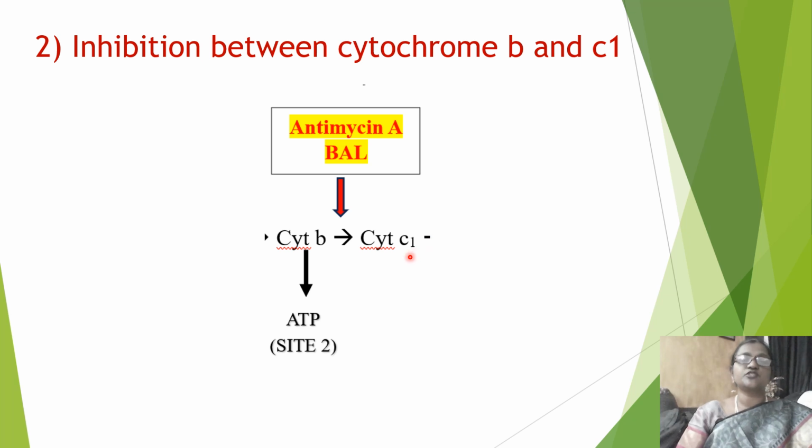Next one is inhibition between cytochrome b and cytochrome c1. Here you have antimycin A and BAL. BAL is actually the antidote which is used against war gas. BAL means British anti-lewisite, which is an inhibitor for this particular site.